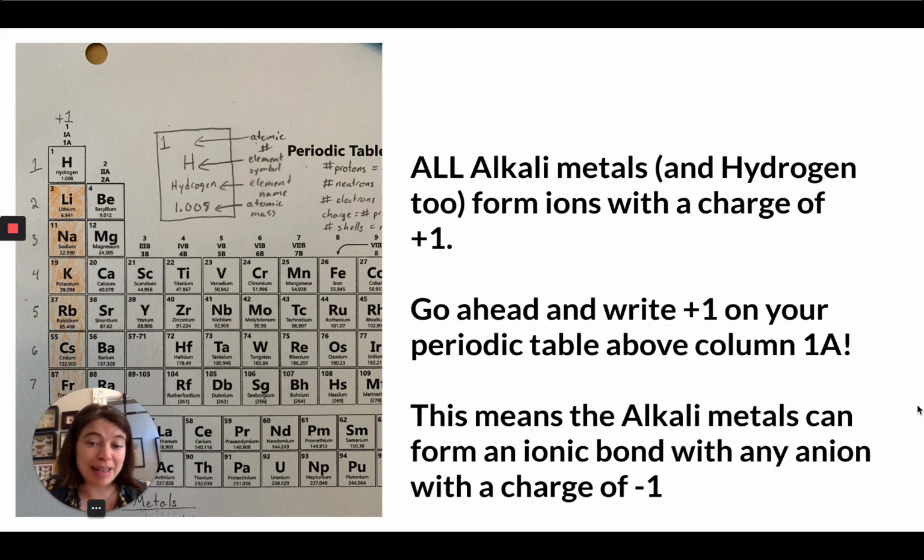Because the alkali metals all form cations with a charge of plus one, that means they're going to be able to really easily form an ionic bond with any anion with a charge of minus one. So all the way on the other side of the periodic table in column 7A, there's a group that's called the halogens. We're going to learn about them tomorrow. One of the things that's worth knowing about the halogens is they have a charge of minus one. So all of the alkali metals are going to be able to react one alkali metal to one halogen.